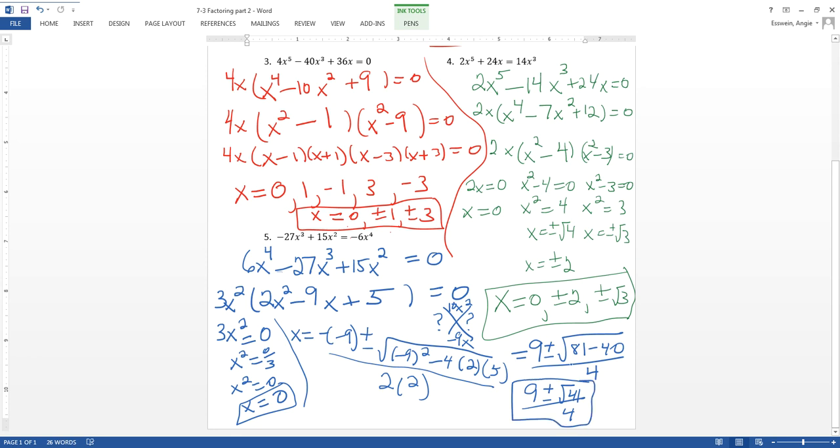Now how do I know I'm done? Well, the square root of 41 is prime, so there's no perfect squares in there that I could pull out. So I'm done.